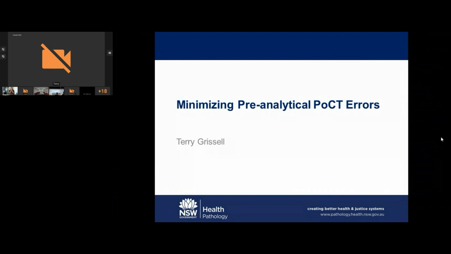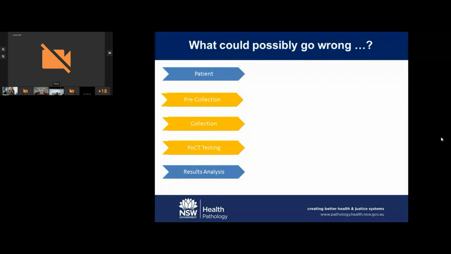So I'll just quickly go over the five stages to getting a point of care result and highlight the sort of things that can influence the quality of those results. So as a point of care operator, you have minimal influence over the first and last stages of the process. That is the patient and the results analysis.